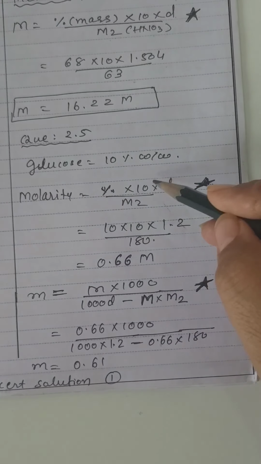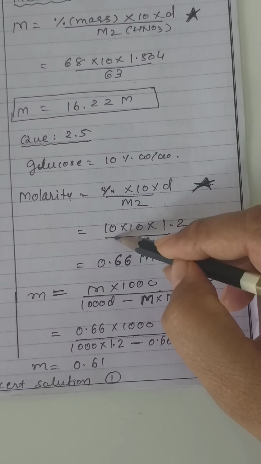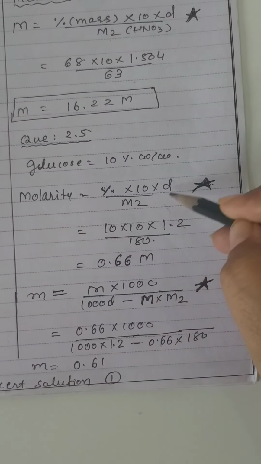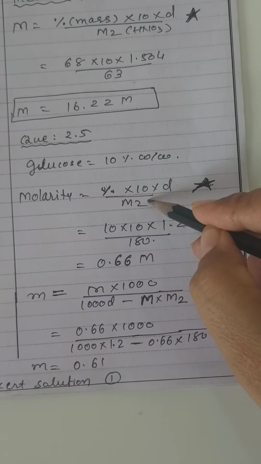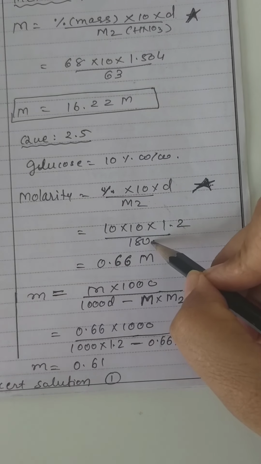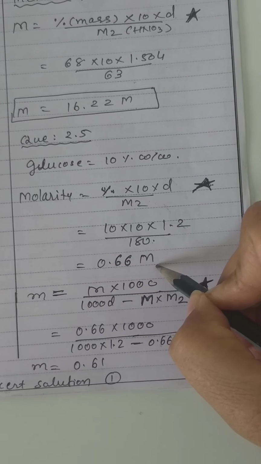Molarity is equal to percentage into 10 into D upon molecular mass of the solute. Percentage given is 10 in the formula. Density is given 1.2, and molecular mass of glucose is 180, you can find it. So molarity is 0.66 molar.